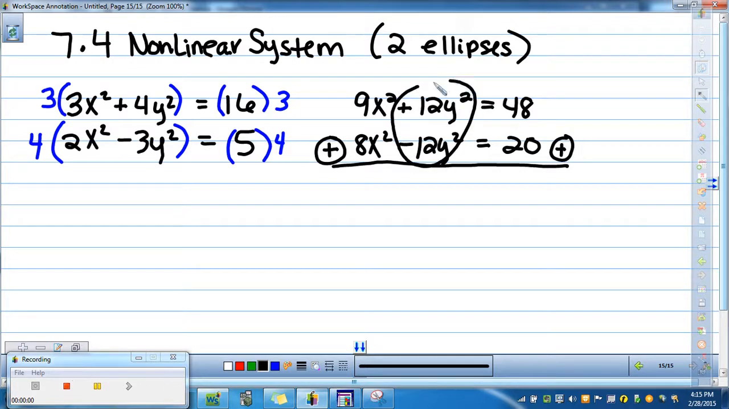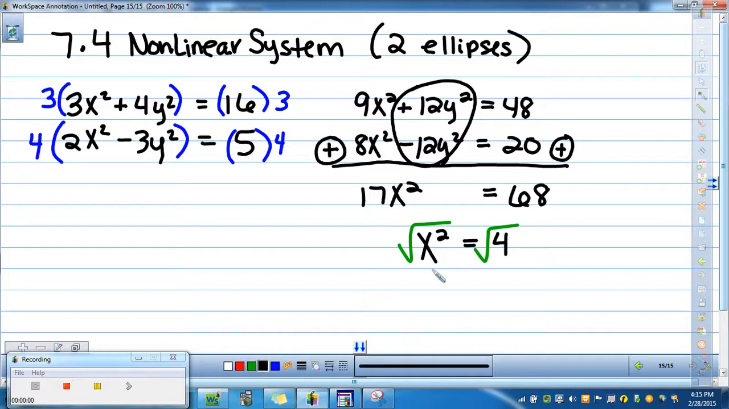Adding together 12y squared and negative 12y squared, they eliminate, giving us 17x squared equals 68. Divide both sides by 17 and we get x squared equals 4. When we square root both sides, we get x equals plus or minus 2. We're going to plug in 2 and -2 into one of the original equations. Let's do the top equation.